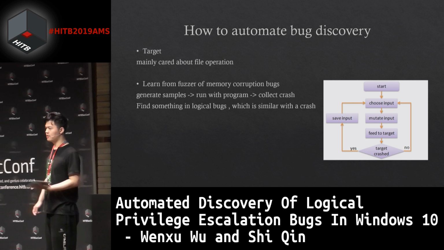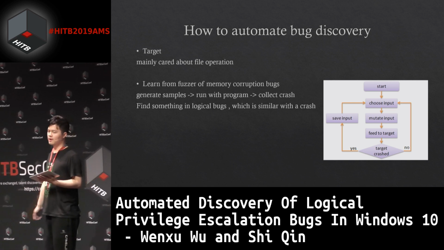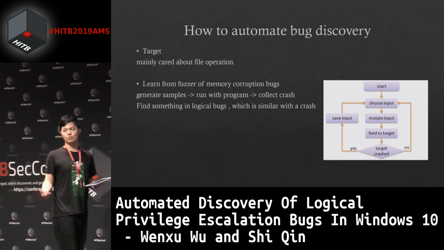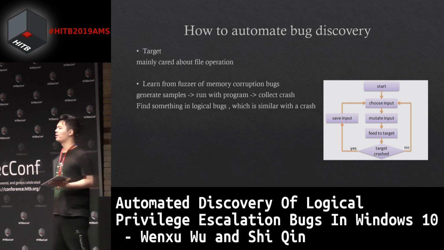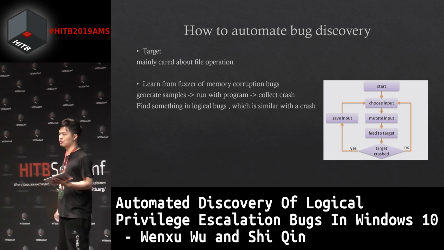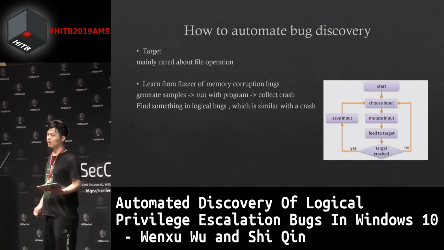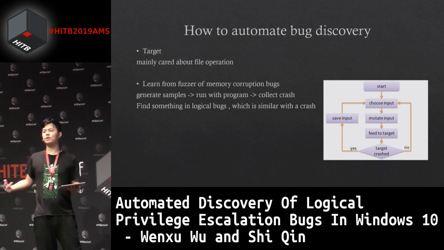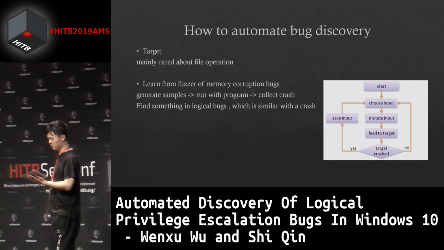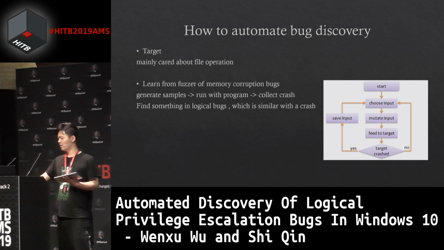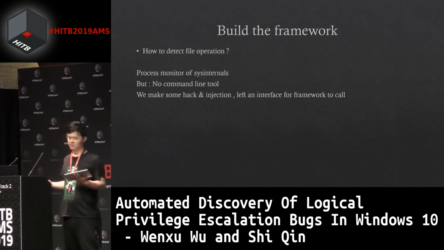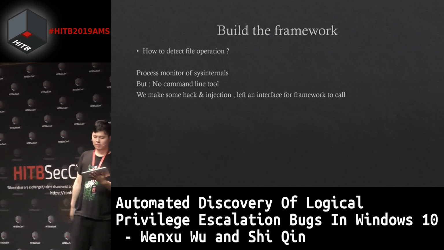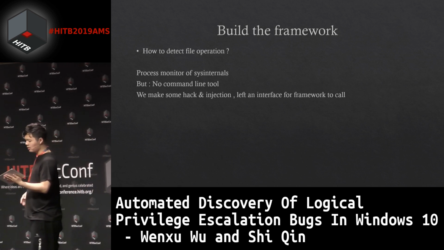Let's see the right side of this picture. It's a very traditional fuzzer. It just generates examples and runs them with a target executable, just to detect if there is a crash. So I started to think, is there something similar to a crash in logical vulnerabilities? The answer is yes. But first, we need to know how to catch those sensitive operations.